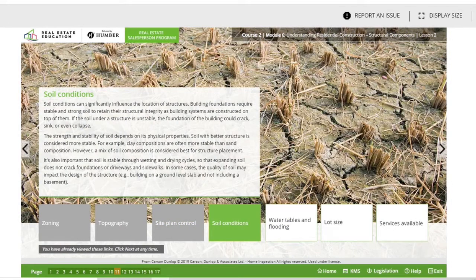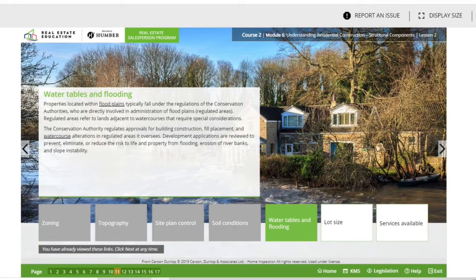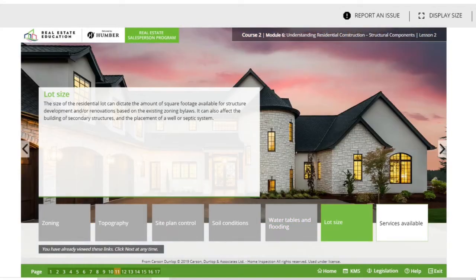Soil conditions can significantly influence the location of structures. Building foundations require stable and strong soil to retain structural integrity, as building systems are constructed on top of them. Water tables and flooding: properties located within floodplains typically fall under the regulation of the conservation authorities, who are directly involved in administration of floodplains. Regulated areas refer to lands adjacent to watercourses that require special consideration. Lot size of a residential lot can dictate the amount of square footage available for structure, development, and renovations based on the existing zoning bylaw.